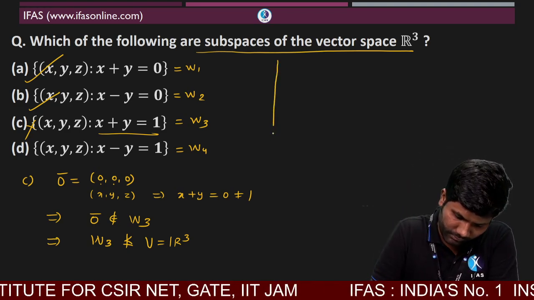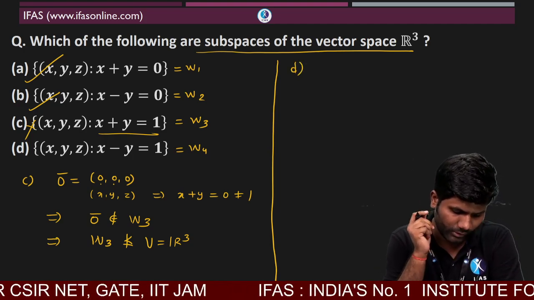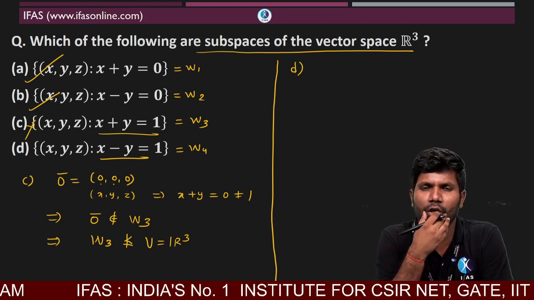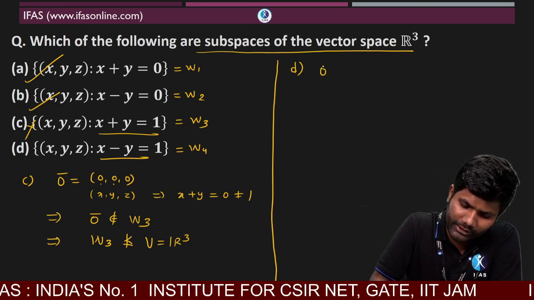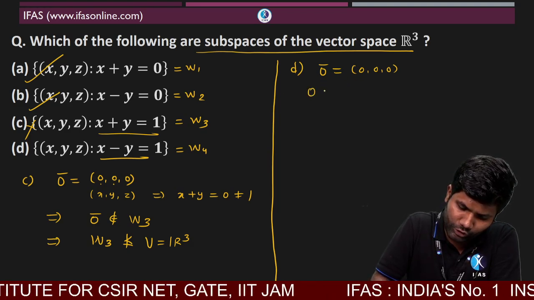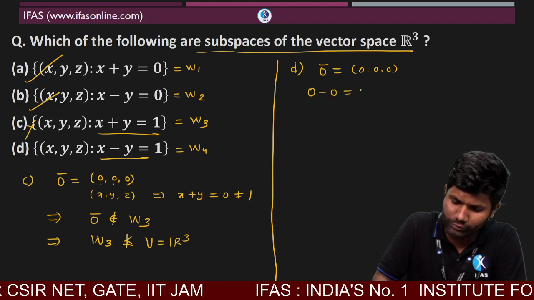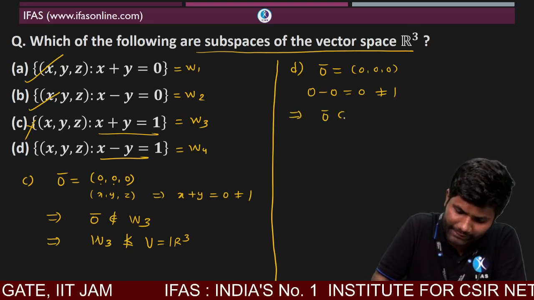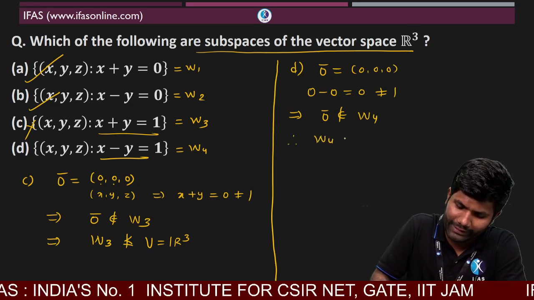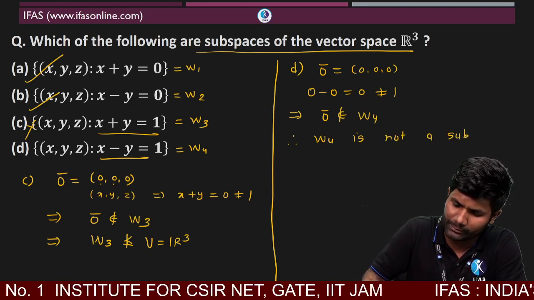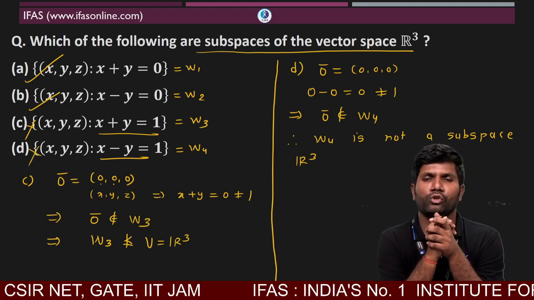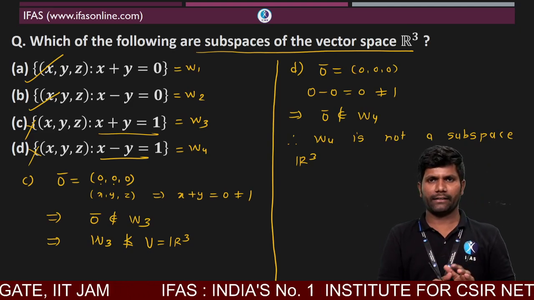So what about option D? Option D is the set of all three-tuples which satisfy this condition. First of all, we check whether the zero vector belongs or not. The zero vector is (0, 0, 0), and it does not belong, since the subtraction of the first two entries, 0 minus 0, is equal to 0, which is not equal to 1. So the zero vector does not belong to W4. Therefore W4 is not a subspace of R3. Clear? So for this question only two options are correct, option A and B, and options C and D are incorrect. Okay, clear?